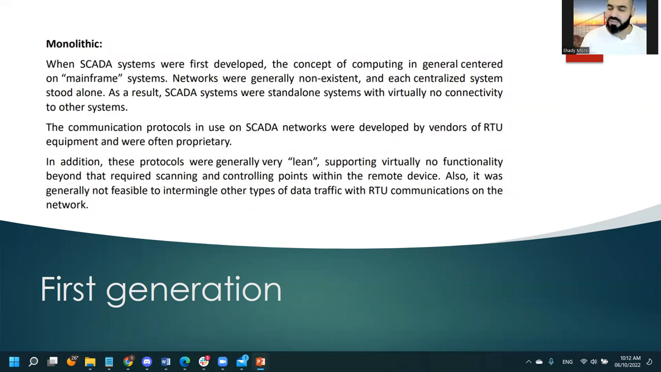When the SCADA system was first developed, this is back in maybe the 1900s, okay? The concept of computing in general was centralized on a mainframe system. Networks generally did not exist at that time, and each centralized system was standalone. So in order to really do harm to a factory, back in maybe the 1950s, 1960s, the only way to really harm them was to go physically and start to mess up with their system itself, or with PLCs, or the distributed PLC, which is the control room. Okay, so this is the early beginning.